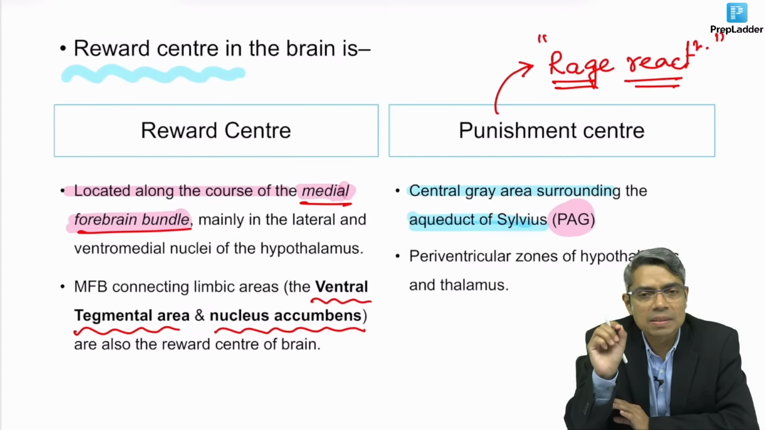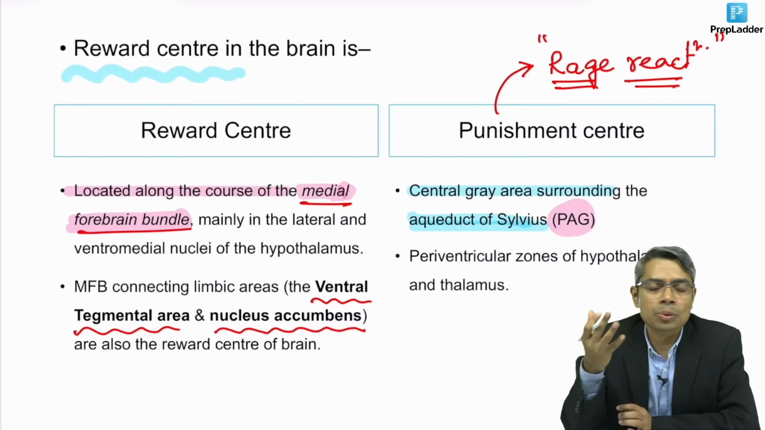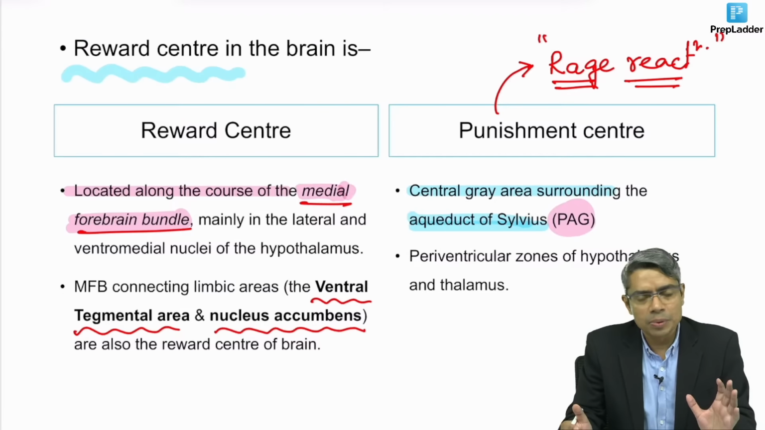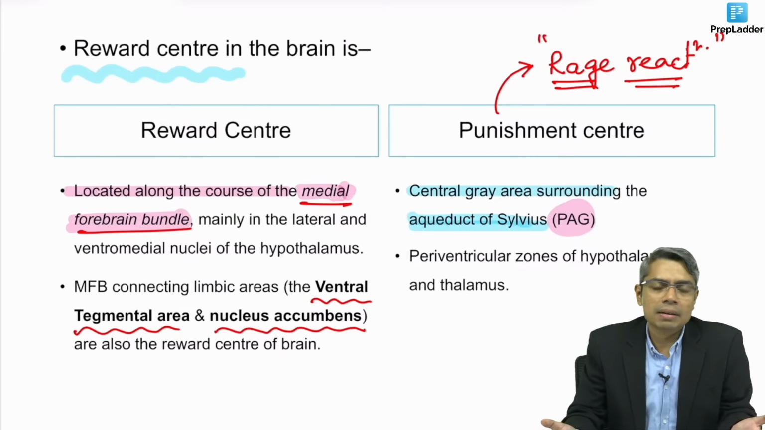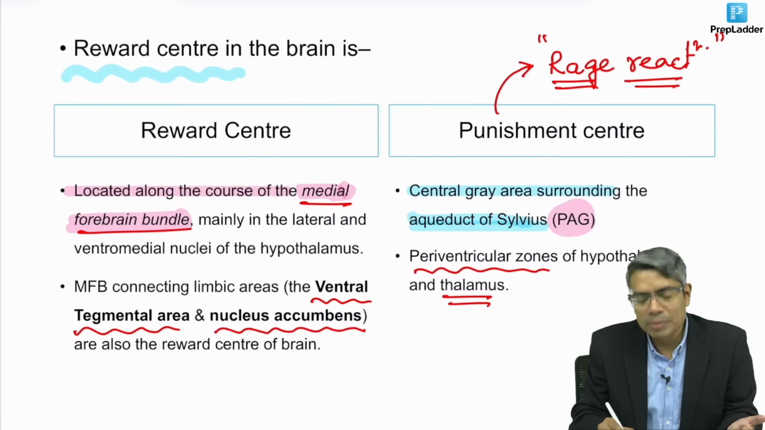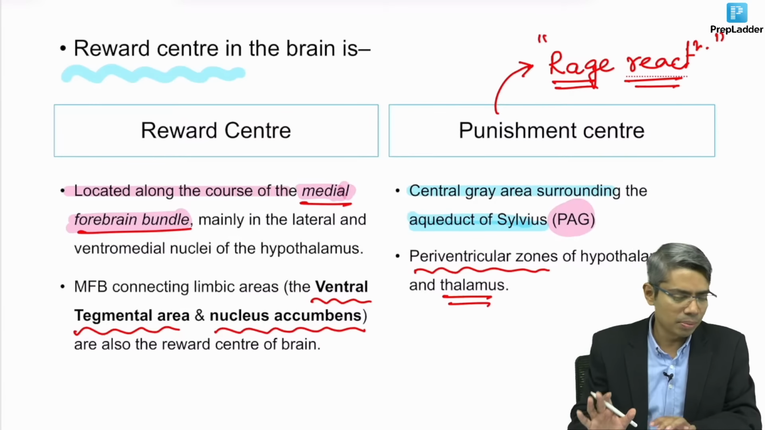If you stimulate the punishment center again and again, the animal will show some behavior, and that behavior is known as the rage reaction. Not only that, in humans also the same is there: the periaqueductal gray matter is the center for punishment, and if you stimulate it again and again, the rage reaction will be produced. Along with that, remember that the periventricular zone of the hypothalamus and thalamus also contain a certain amount of rage reaction or punishment center, but the main punishment center is the periaqueductal gray matter. You have to remember this.